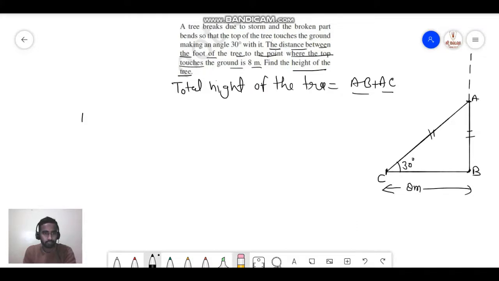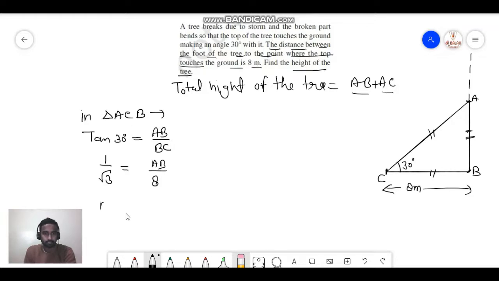So in triangle ACB, tan 30 degrees. What will be tan 30 degrees? Since tan theta is equal to perpendicular upon base, tan 30 will be AB upon BC. Since we know that tan 30 degrees is equal to 1 by root 3, and BC is equal to 8, from this we will get AB is equal to 8 by root 3. This is our equation first.